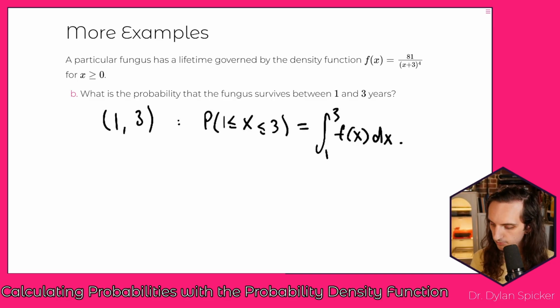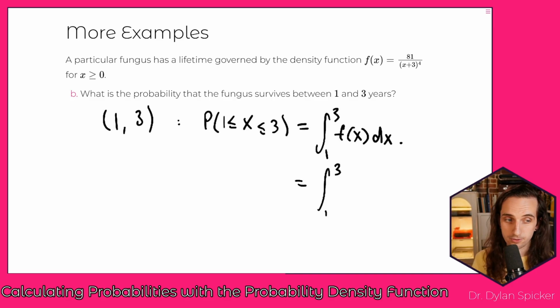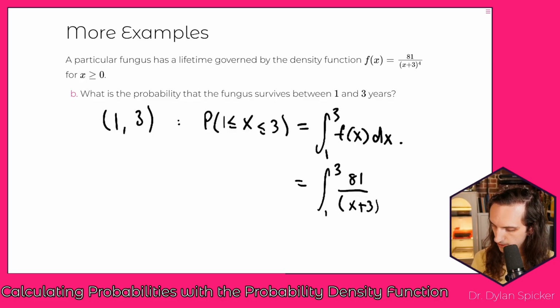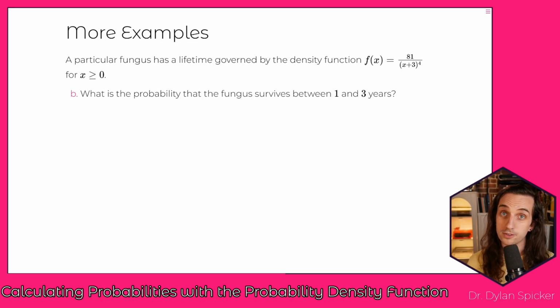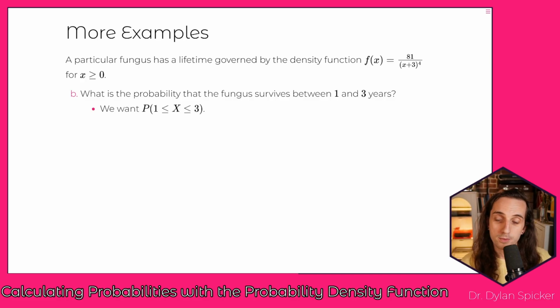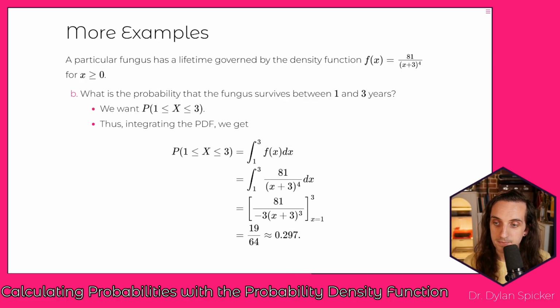If we plug in our actual expression here, that's the integral from 1 up to 3 of 81 divided by (x + 3) to the power of 4 dx. We solve this integral, and that's going to give us our probability directly. Once again, we integrate over the region of our density, and that is going to give us what we need. So we want the probability that x is between 1 and 3.